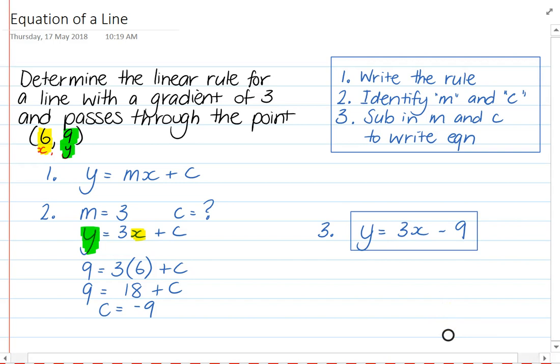Watch the next video to find out how to write the equation of a line when you're given 2 coordinates.